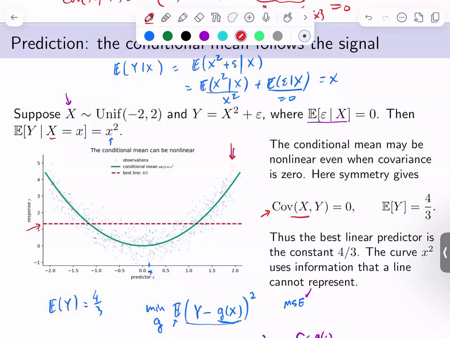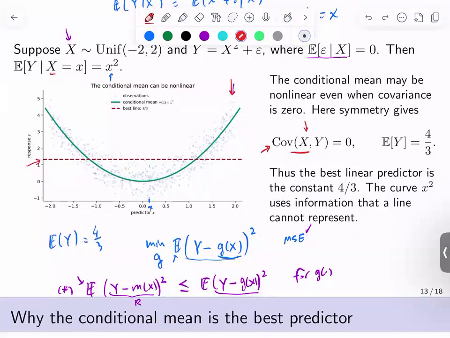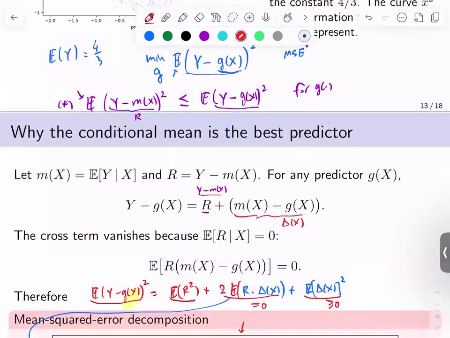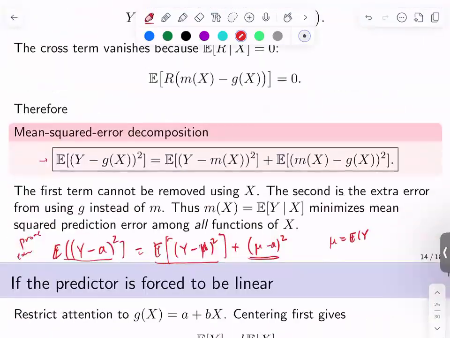So a priori they seem uncorrelated. But if I give you x, there's a lot of information. Conditional behavior is different from unconditional behavior. They're uncorrelated, but they're not independent. If they were independent, this would end up being equal to the expectation of y, which would be the best constant predictor. But they're not independent. So although the covariance is 0, there's a dependence, which you can see once you condition. It turns out to be x squared, and this is really the best predictor here. Questions about this?